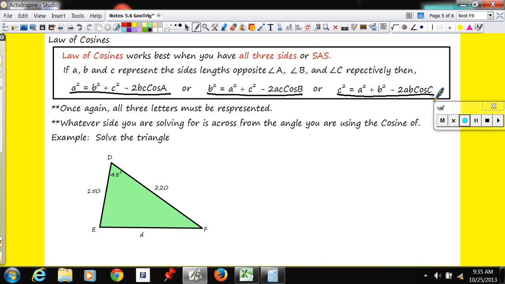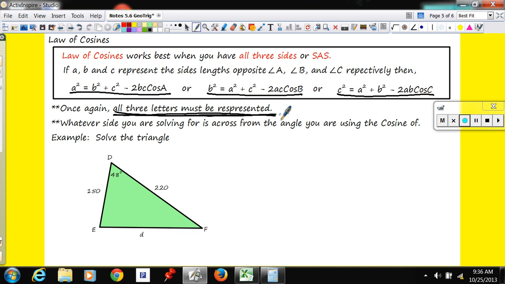If I'm looking for little a, then I need to use the cosine of A. If you want to find little b, then you're going to use cosine of B. If you want to find little c, you're going to use cosine of C. So you can see the three formulas that you are going to use. It says, once again, all three letters must be represented.